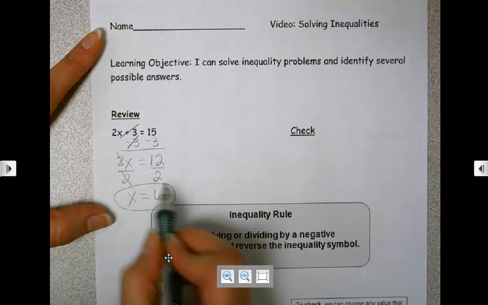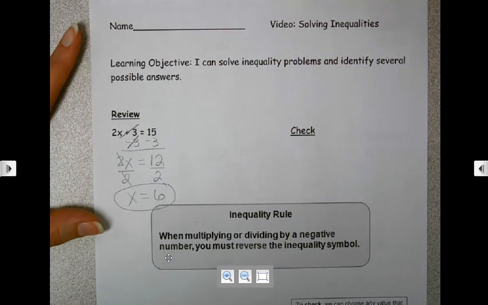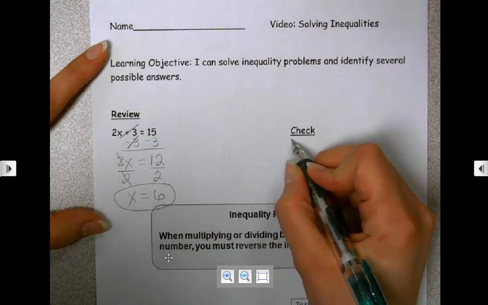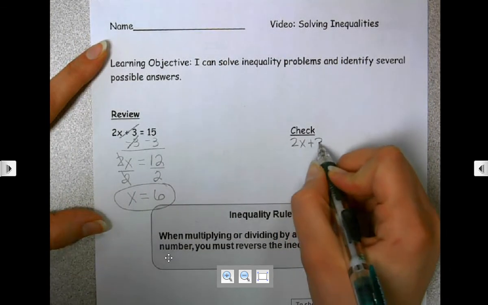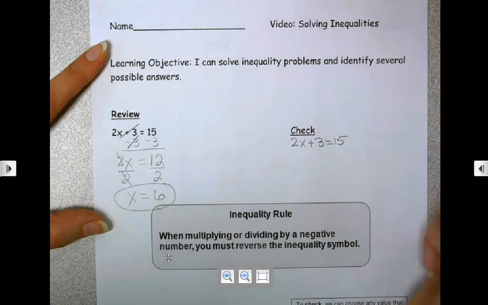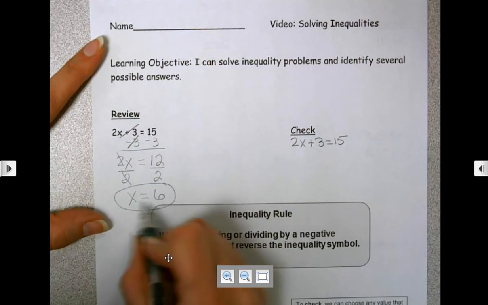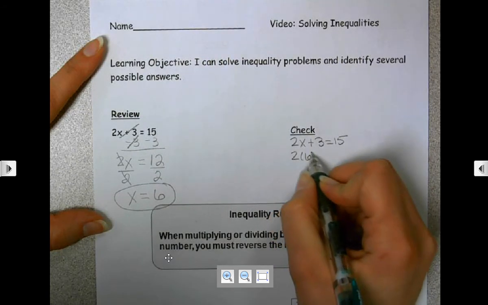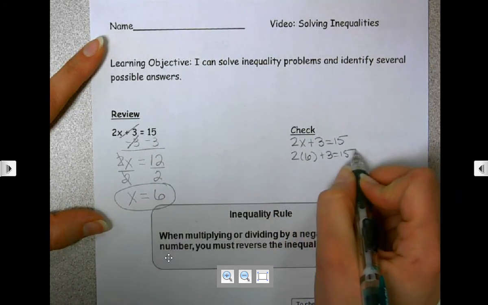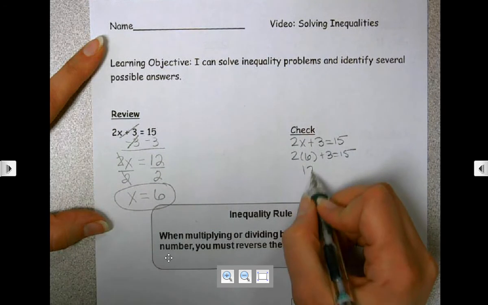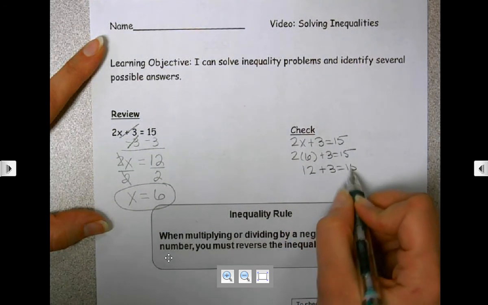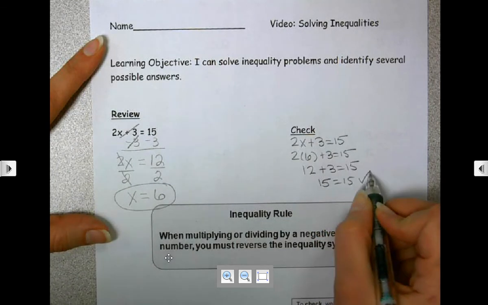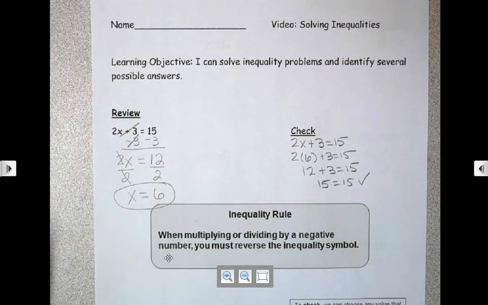Now, in order to double check to make sure that we did have the answer correct, we are going to complete a check. The first step is to rewrite the original problem. And then we're going to substitute in 6 for wherever we see x. So 2 times 6 plus 3 equals 15. 2 times 6 is 12 plus 3. And 12 plus 3 is 15. 15 equals 15. So we do have a check.